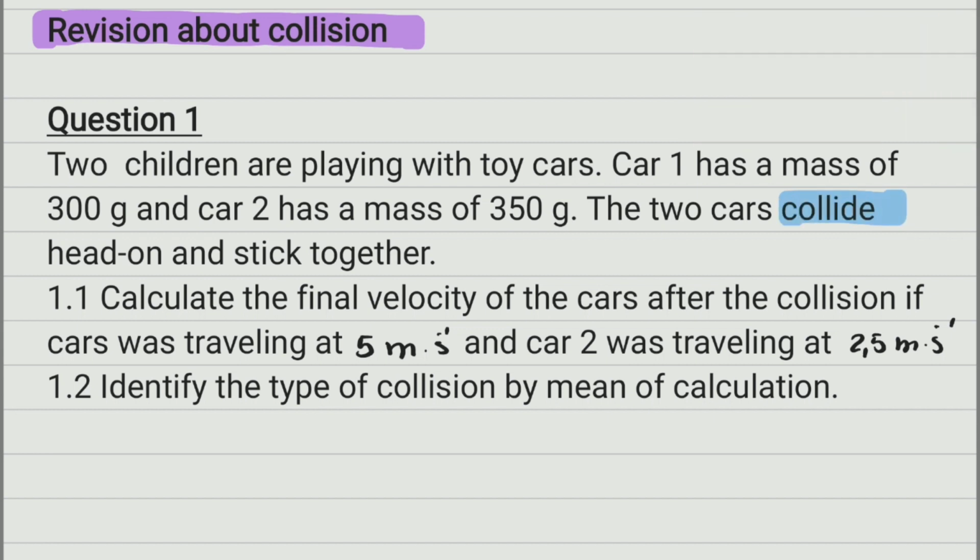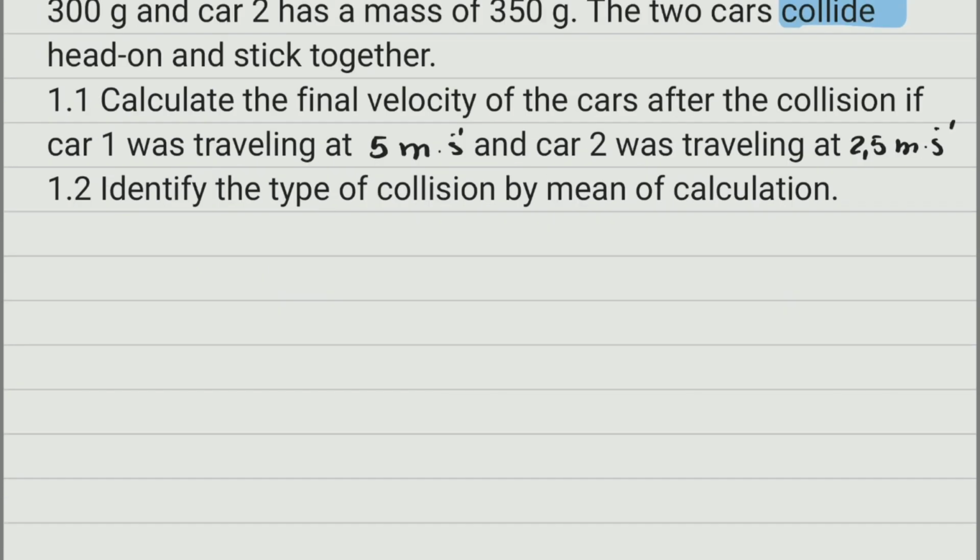Question 1.1, calculate the final velocity of the cars after the collision if car 1 was traveling at 5 meters per second and car 2 was traveling at 2.5 meters per second. So this is referring to car 1. Let's fix that one quickly. Okay, it is fixed. And then 1.2, identify the type of collision by means of calculation.